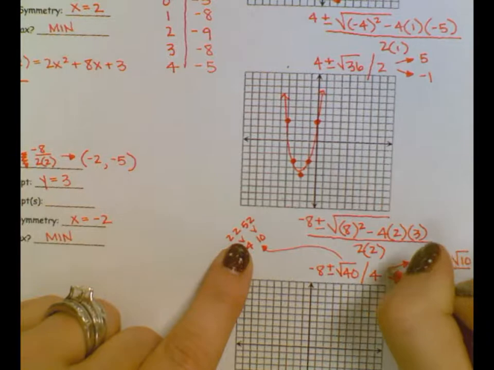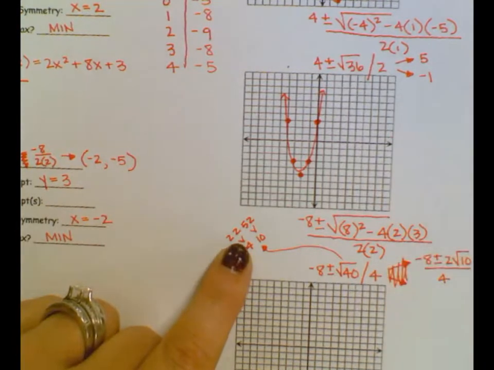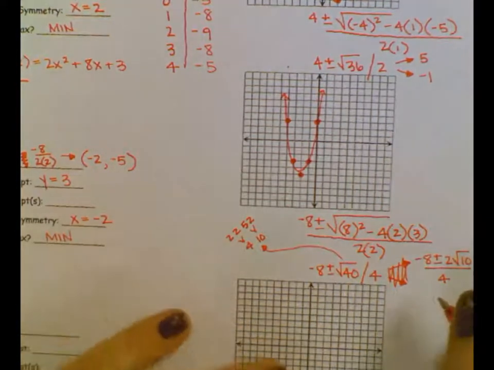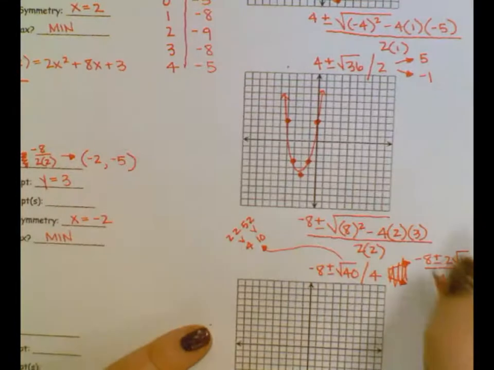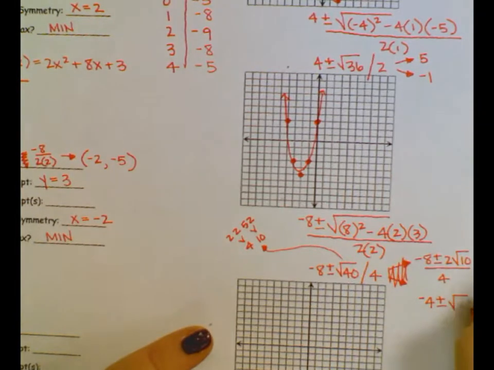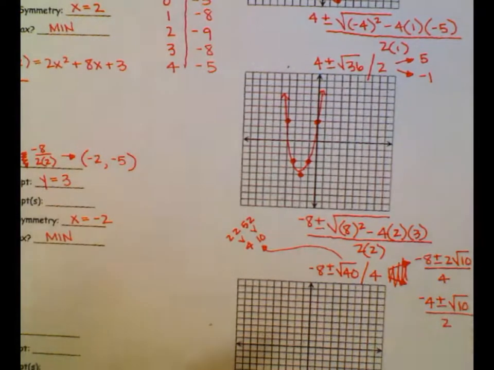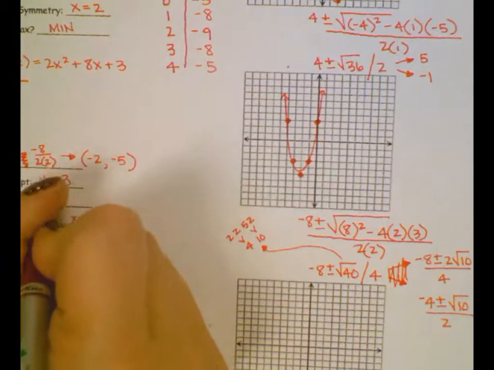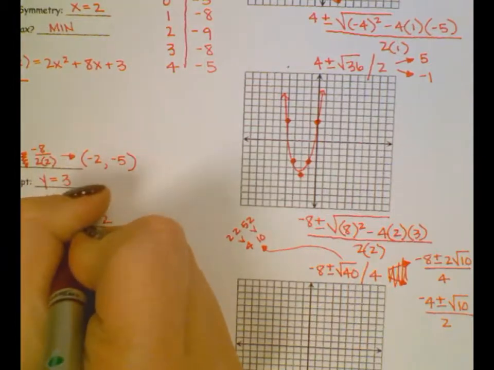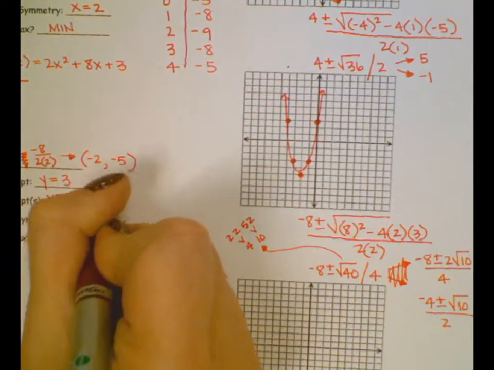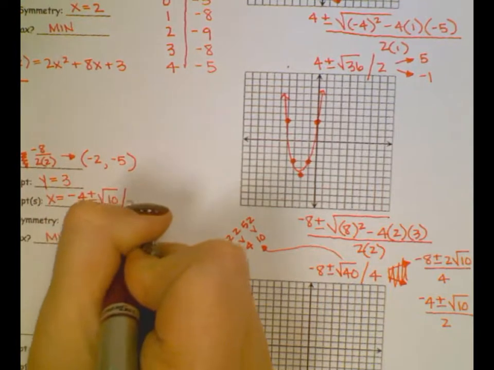So don't just ignore my arrows right now. Okay, let's reduce it first. So what can go into negative 8? 4 and 2. So 2 goes into 8, 4, 2 goes into 2, 1, 2 goes into 4, 2. So this is your x-intercept. So x equals negative 4 plus or minus the square root of 10 over 2.